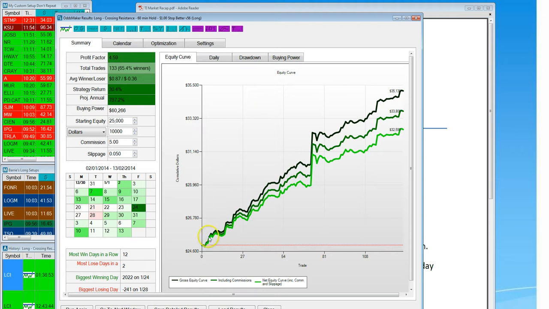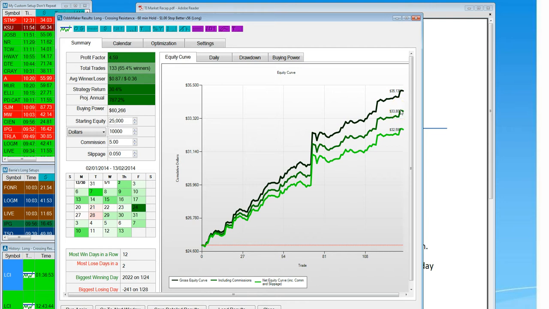So you can take a look at this equity curve. It starts at 25,000, and it ends at, well, 35,000. And this top line here is the equity curve if you didn't have to pay commissions, which of course is ridiculous. So we all have to pay commissions. So I've put in $5 as the commission that we'll pay, and that's $5 on the buy and $5 on the sell.